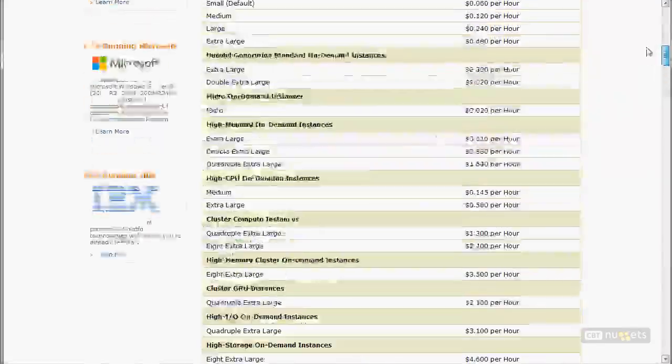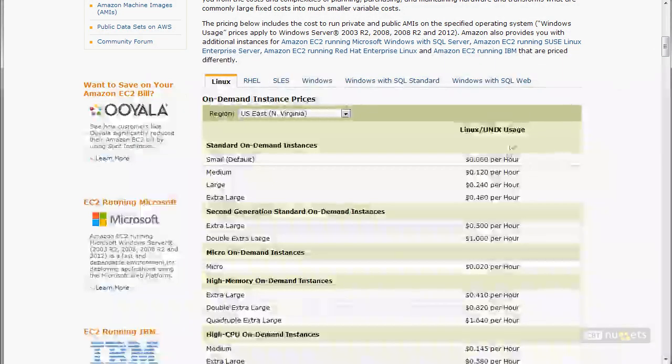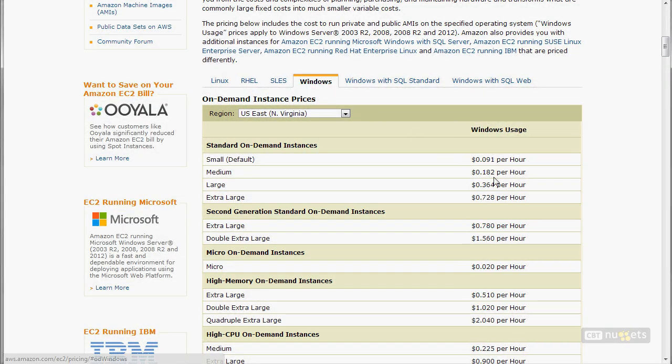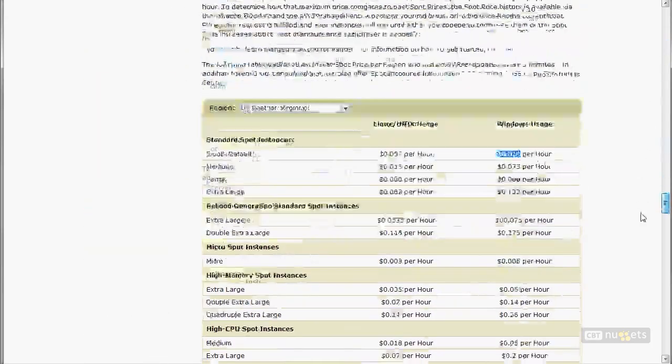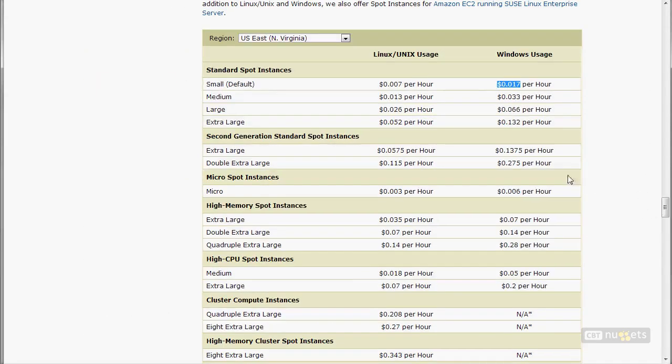Now come back up here for normal pricing, and for Windows you're looking at 9.1 cents an hour. So percentage savings, a lot, right? Compared to the two, you have this extremely low hourly rate that is not guaranteed.